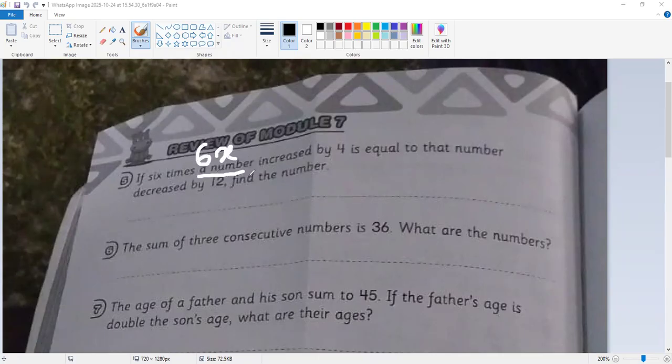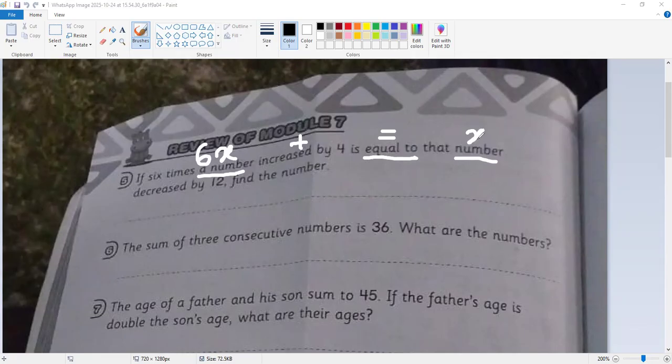So you are following it the way the question is giving you. Increased by is replaced with a plus. That's the keyword for addition. So it is 6X plus 4 equals to. I have my equality sign here. That number, what's that number? X decreased by 12. So that number there is X.